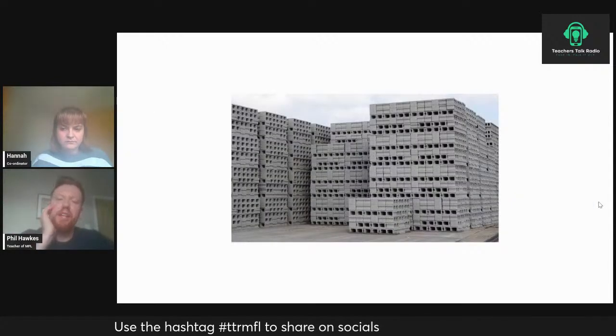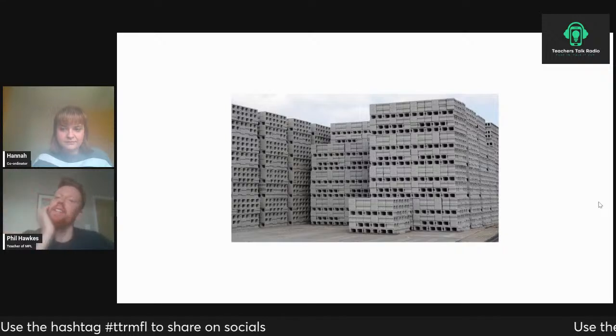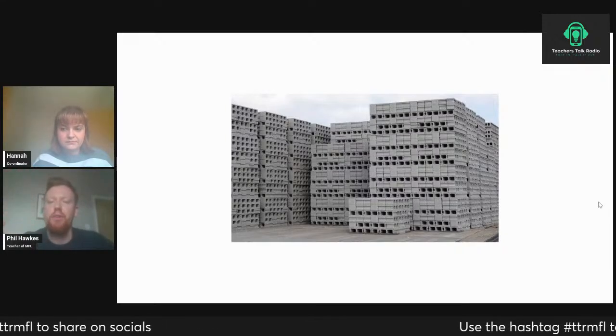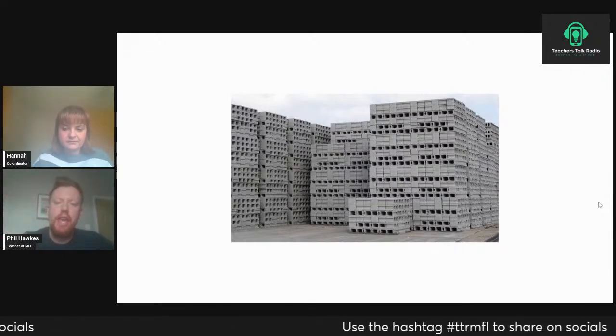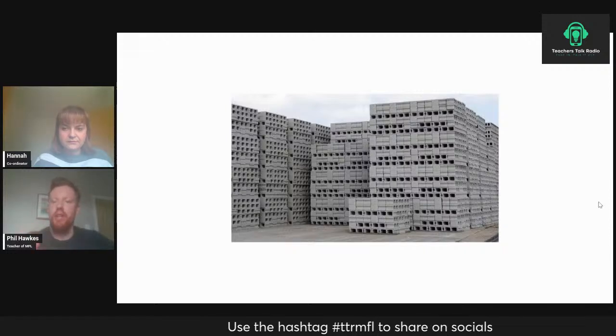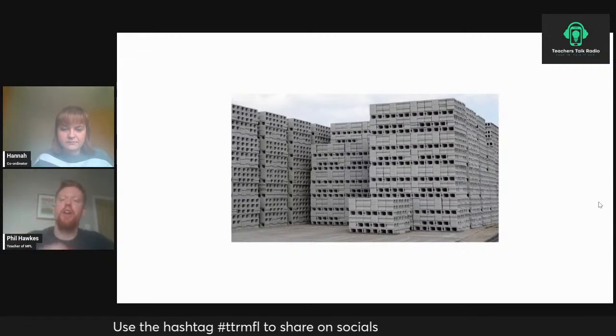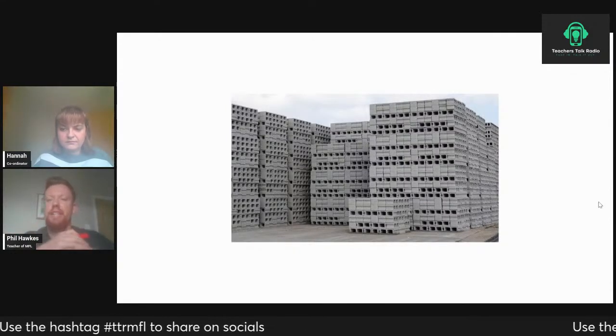Why have I got a picture of building blocks on the screen? It's just the classic idea of scaffolding. You've got to be able to build up knowledge over time, over a lesson and over a sequence of lessons. You've got to do it gradually.